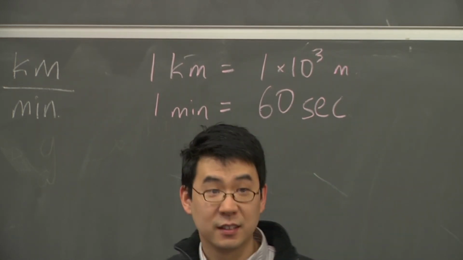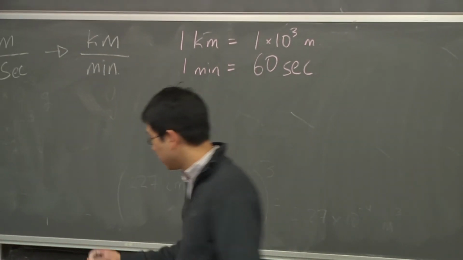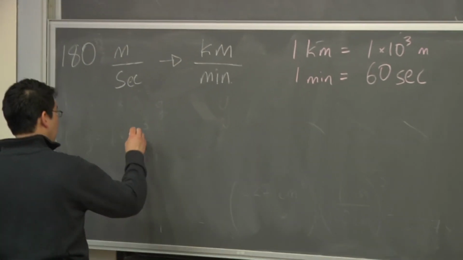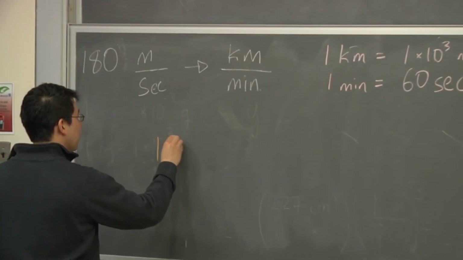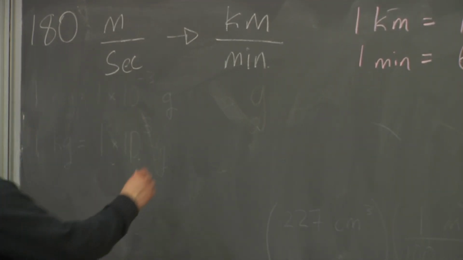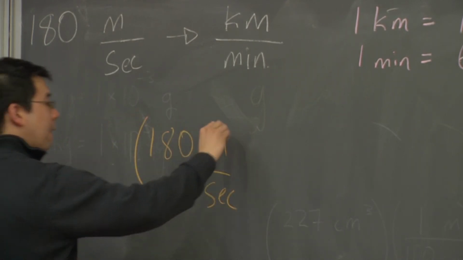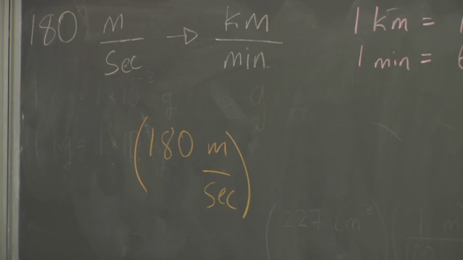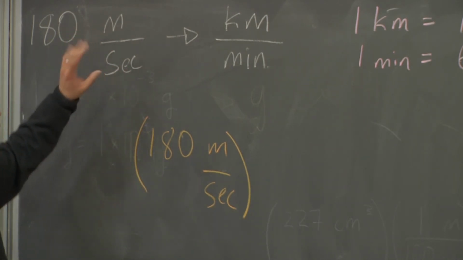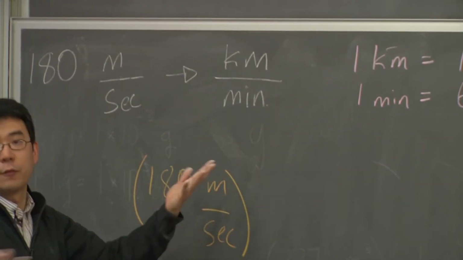Yes, Mr. Carbon. You could start off by having 1.80 times 10 to the second. Sure, we want to do it in scientific notation, but we don't have to. Let's just leave it without scientific notation now. 180 meters per second, that's a good place to start. Times 10 to the negative 3 kilometers over meter. So what do we need to do? We need to get meters to kilometers and seconds to minutes. We can do either one first.